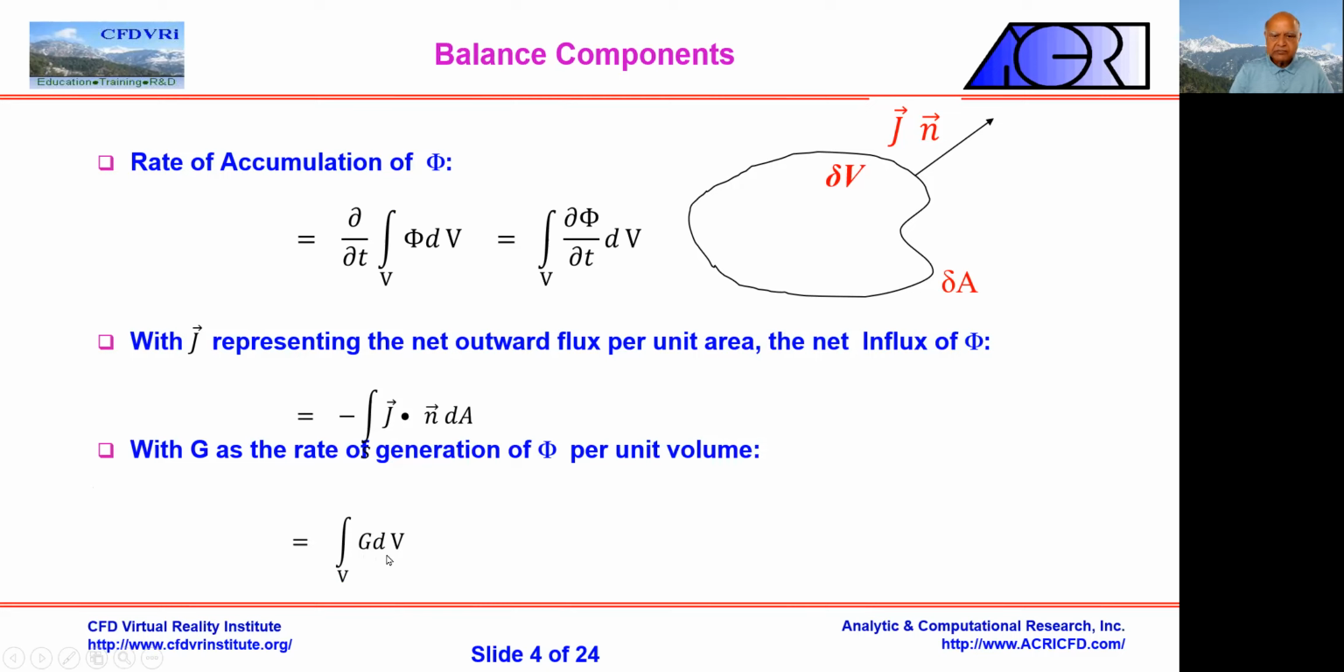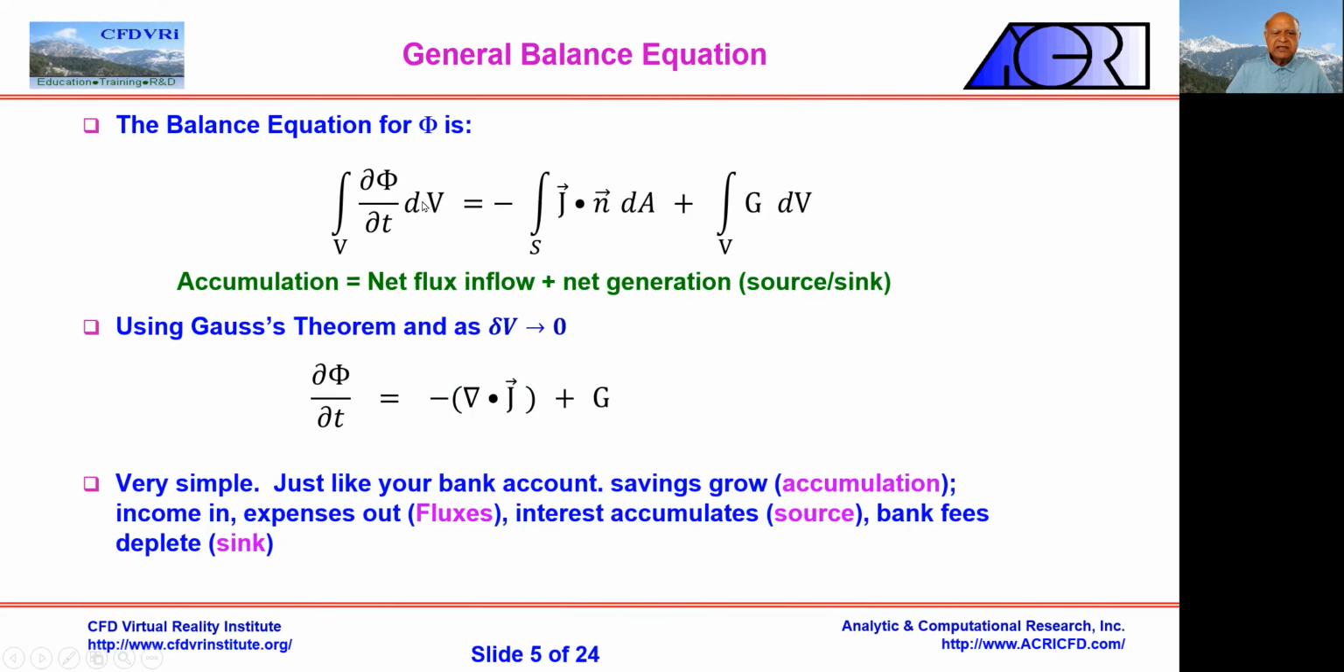So, very simple. The balance equation is written in this form: accumulation, net inflow, net generation. If we use Gauss theorem, we get d phi by dt equals minus del dot J plus G. Very simple, just like your bank account. Savings grow, accumulation. Income in, expenses out, fluxes. Interest accumulates, source. Bank fees deplete the account, sink.